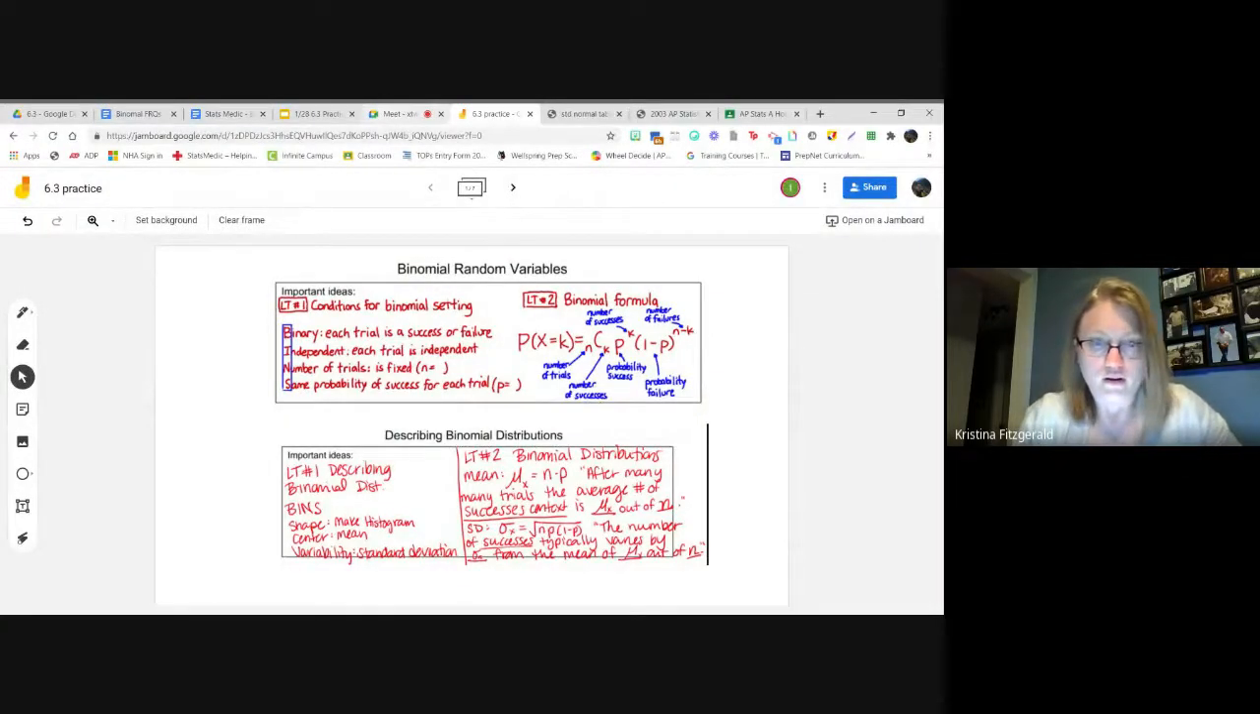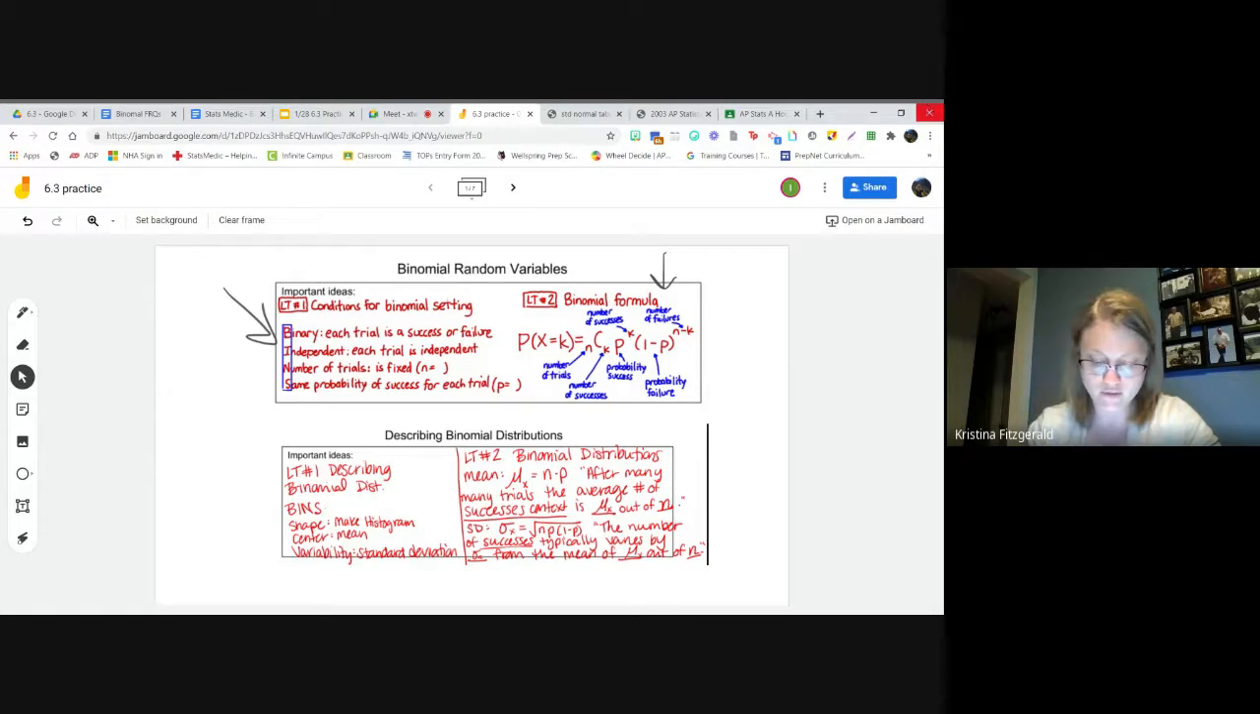Okay, let's take a look at our main ideas for the week and get warmed up for what we're doing. So these are our important ideas up to now. What we've done is looked at a situation, decided if it's binomial by checking these conditions. If those conditions are satisfied, then we can use the formula. We use the calculator generally, but technically this is the formula that we're using.